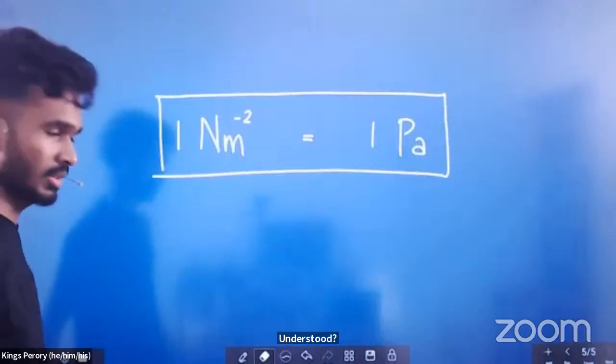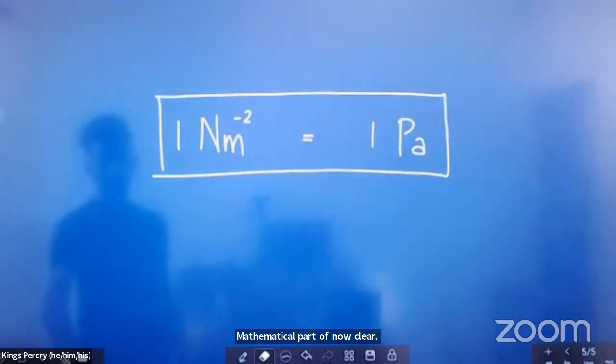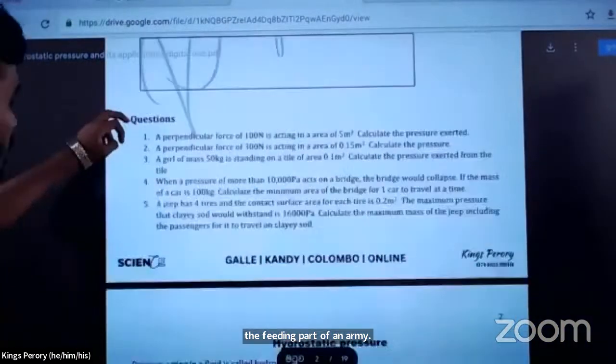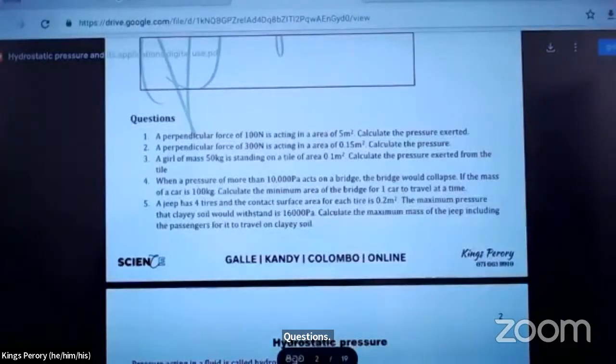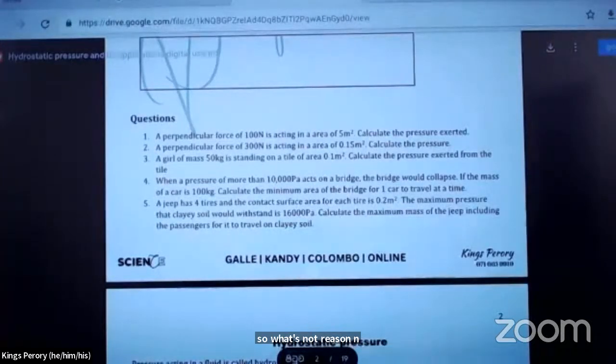The mathematical part is also now clear. The feeling part is also now clear. Now we'll go to the questions. First one I will do, from the second one onwards you have to do. So first one, listen, see how I do. See how I do the first one.